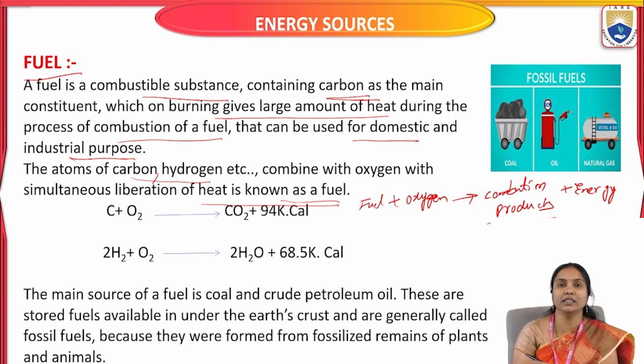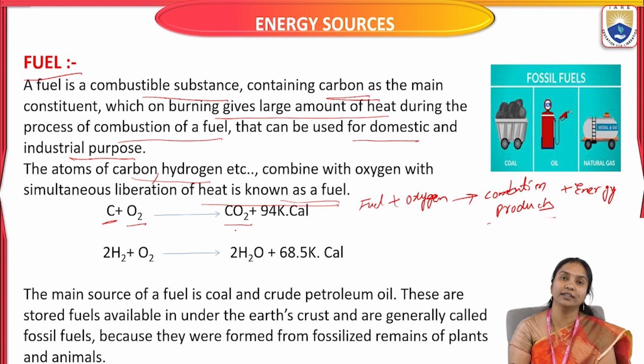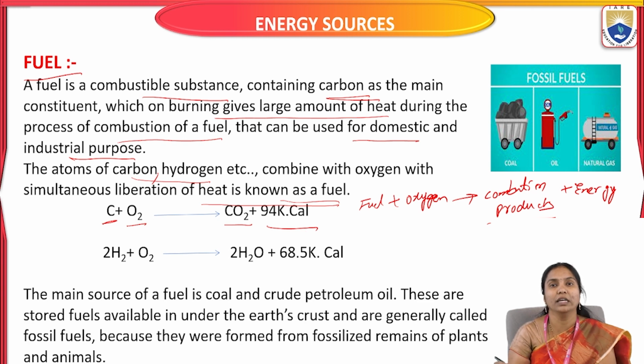For example, suppose carbon is present in a fuel. We already know that fuel contains carbon as the main constituent. During the burning process, the carbon combines with oxygen and produces the combustion product carbon dioxide, and it releases 94 kilocalories of heat energy.